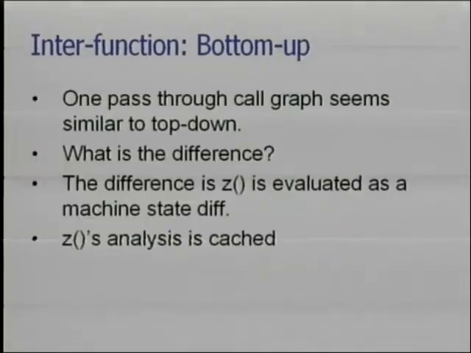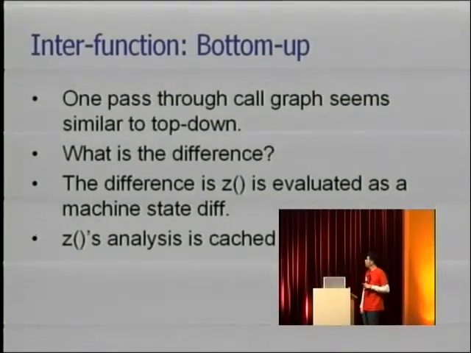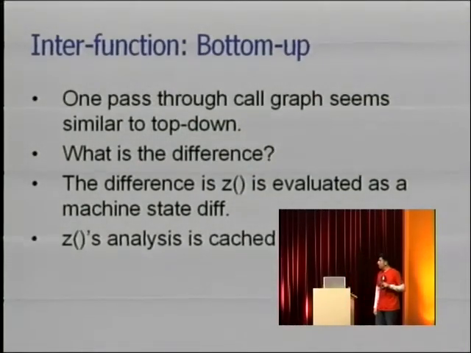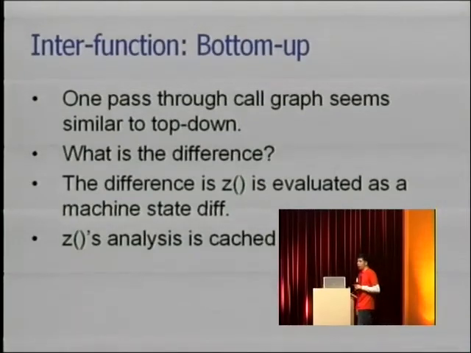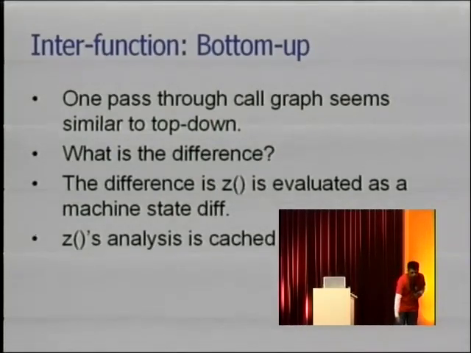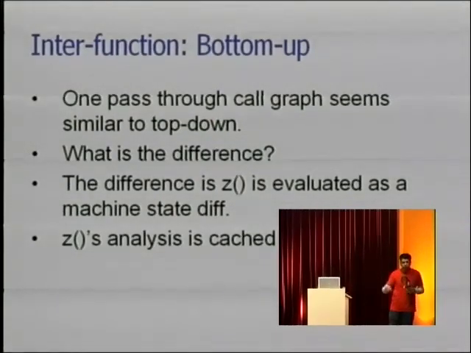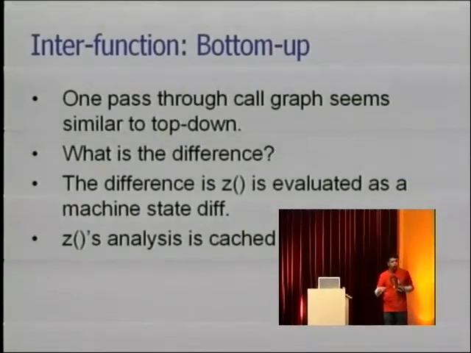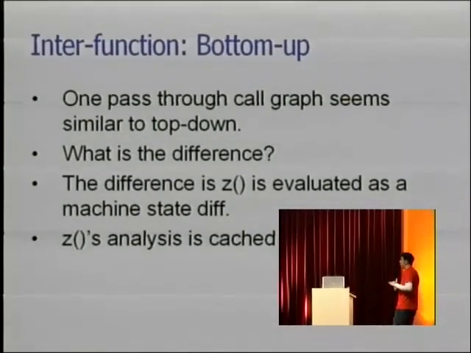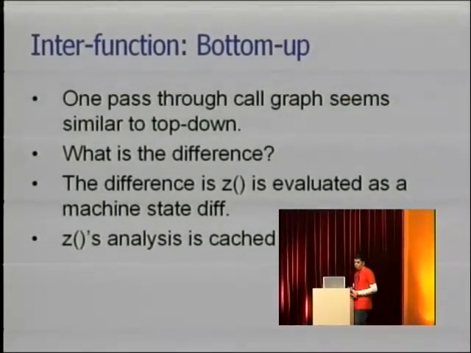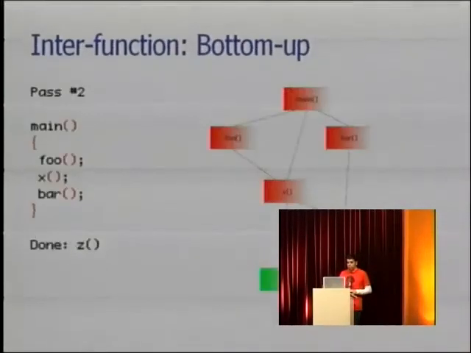So that was one path down, and it seems a lot like top down, but the difference is that z is done. Z is evaluated as a diff, and the analysis is cached. You don't have to look at z ever again. Instead of before, where you have to go down like with a yo-yo, down the call chain and come back up and analyze everything over and over again. You have a definition for z, and it's cached, and you don't have to do that again and again.